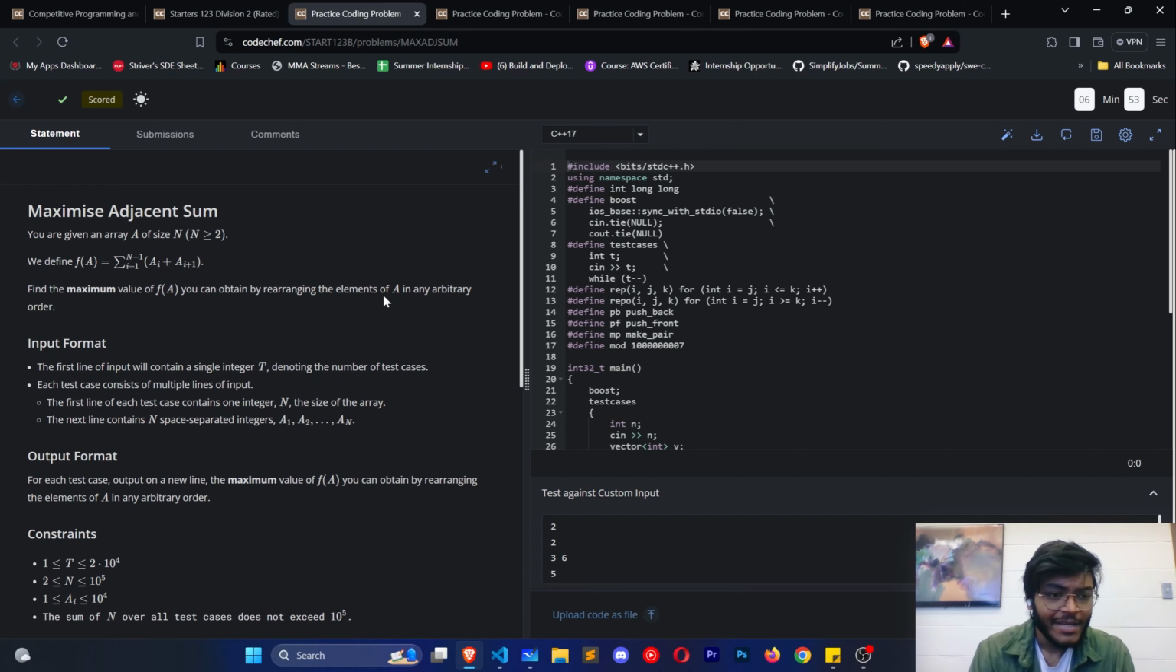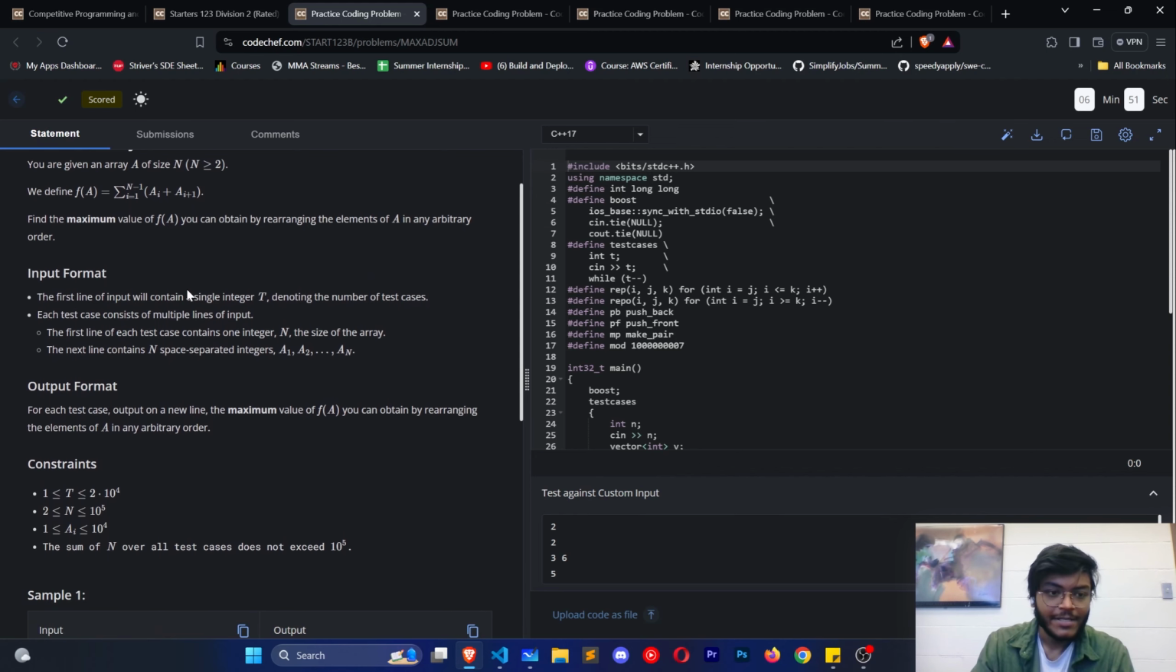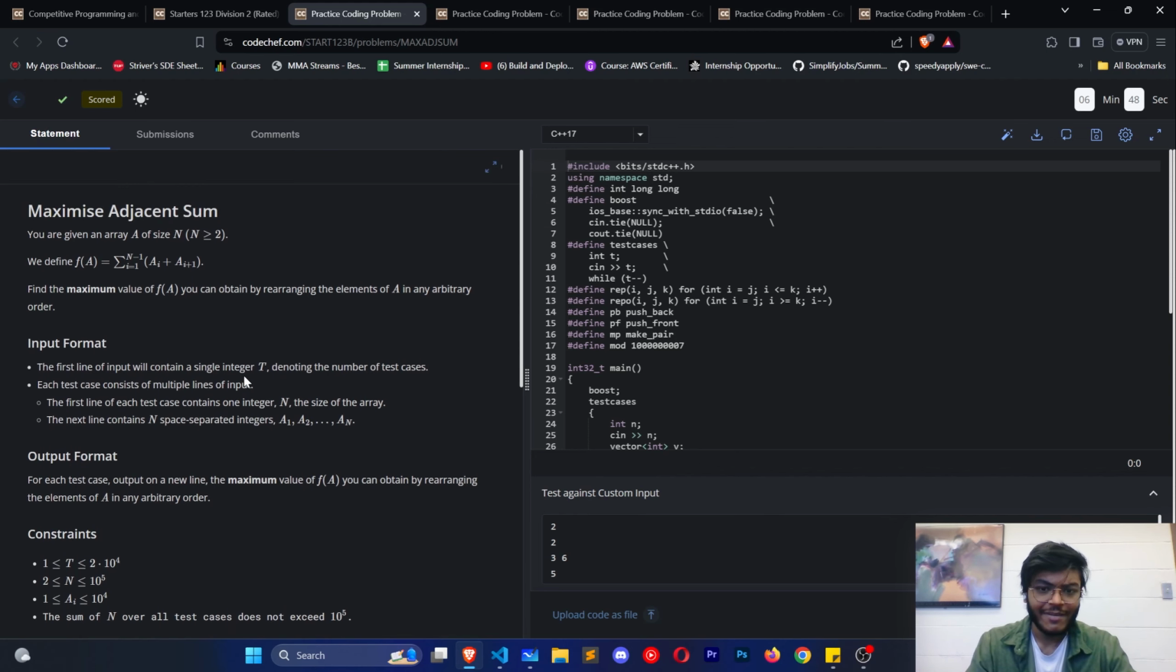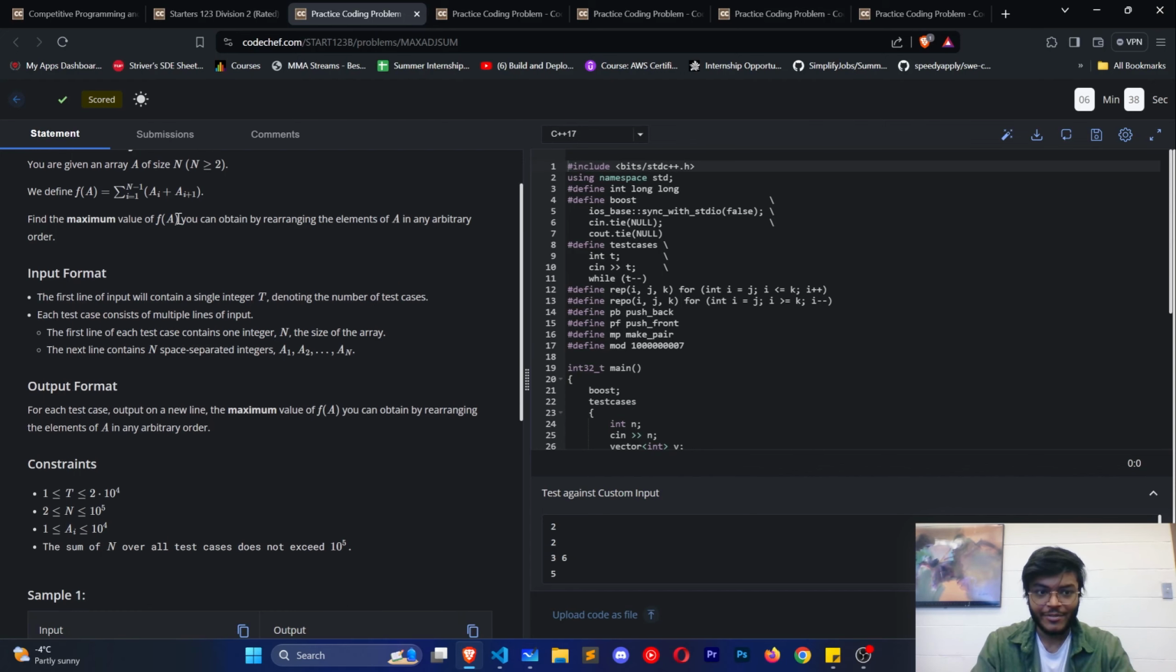First problem, maximize adjacent sum. In this problem, you can go through the problem yourself; I'll just explain what the problem is. We are given an array of size n, and there's a function which takes the current element and the next element, iterates through the whole array from the first element till the n minus 1th element, and takes the maximum of the current element and the next element, sums these two values, and we have to find the maximum value of the whole function.